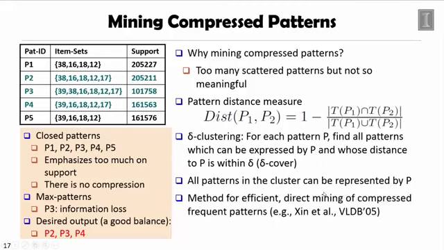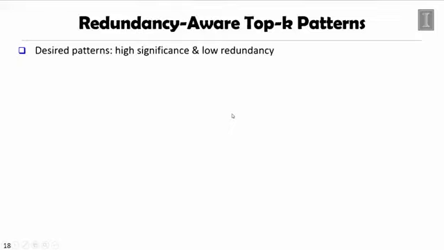So the problem becomes whether we should mine all the patterns, then compress them, or we should directly mine these compressed patterns. Actually, there's an efficient method which can directly mine those compressed patterns. I'm not going to get into the detail, but you may refer to this interesting paper. Okay. Then another interesting thinking is redundancy-aware top K patterns. That means we want to get a desired pattern set, similar to the compressed one, with high significance and low redundancy.